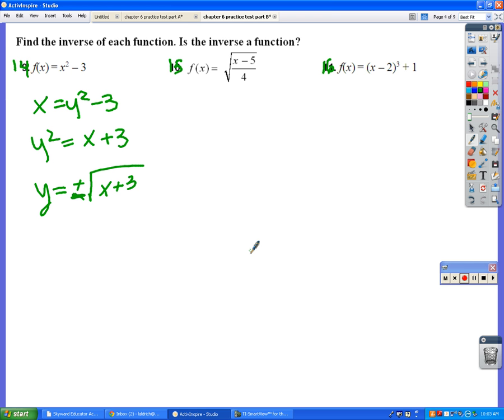Okay, is that a function? No, because of the plus or minus, when I plug in x, I'm going to get two different answers. And for it to be a function, when I plug in an x, I need to get the same answer, one single answer, every time. Anytime you take a square root, or a fourth root, or a sixth root, or whatever, you need the plus or minus. Any even root. Right, even root. Well said.